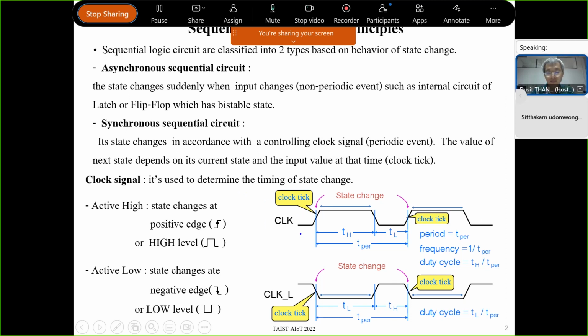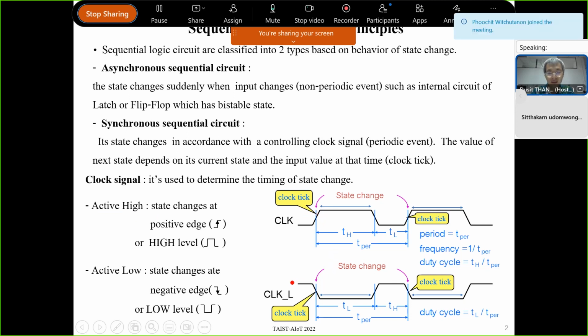For example, I consider this signal of clock. This is logic low, logic high, low, high. When clock changes from low to high, there is this edge. Sometimes it's called positive edge. If the state machine or sequential circuit changes the state at this timing, it's called active high clock.